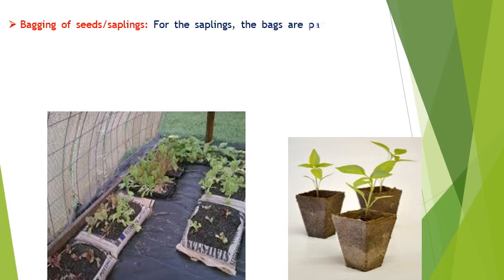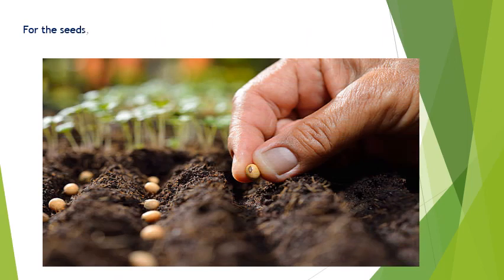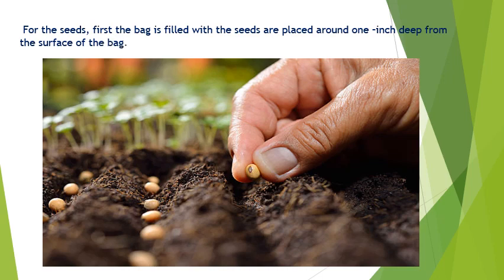Fifth step is bagging of seeds or saplings. For the saplings, the bags are partially filled with a mixture. First, saplings are inserted in the bags and then the bags are filled so the roots are covered with the mixture. For the seeds, first the bag is filled, and the seeds are placed around 1 inch deep from the surface of the bag.